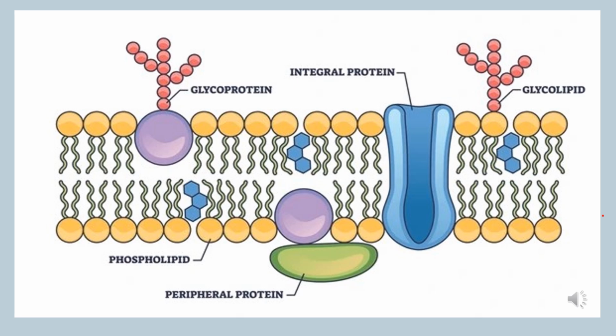Some of these completely span the membrane and are called transmembrane proteins. Many of these proteins, especially those on the outer surface, have carbohydrate chains attached to them. These are glycoproteins. Similarly, some outer surface lipids also have carbohydrates, and they are called glycolipids. Together, these components not only form a barrier but also help in cell communication, recognition, and transport of materials.